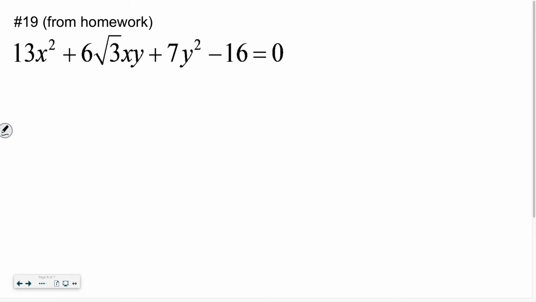This will be no calculator on your test. If right now you want to use your calculator to evaluate your discriminants, that is fine by me. I will say on the test, it's reasonable. You can do it. Okay.